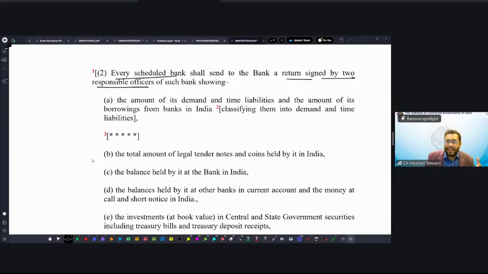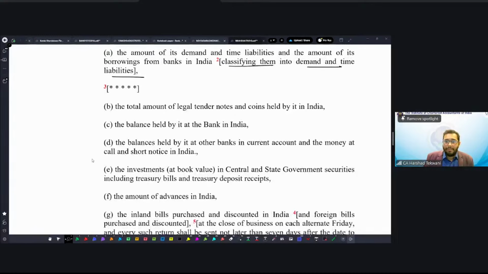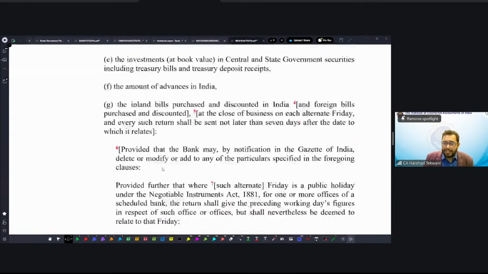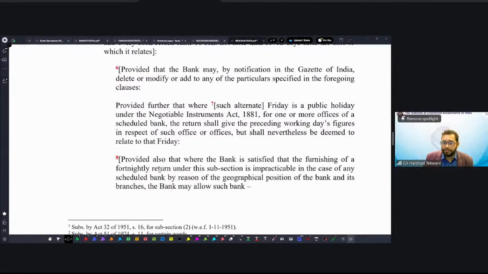Okay, whether it is classifying all the liabilities into the demand and time liability section. Then balance held at the Reserve Bank of India, balance of legal tender notes held in India, balance lying with other banks. All these things are required to be provided in the return, and as an auditor, we should be aware of what is required to be provided. Again, this is the same fortnightly, alternate Friday, all those things are applicable here also, the way we saw in the Banking Regulation Act.